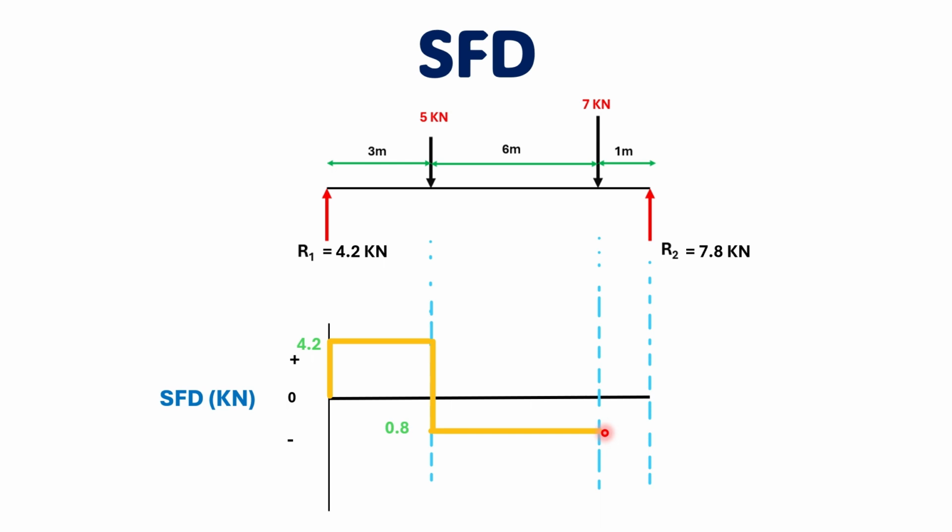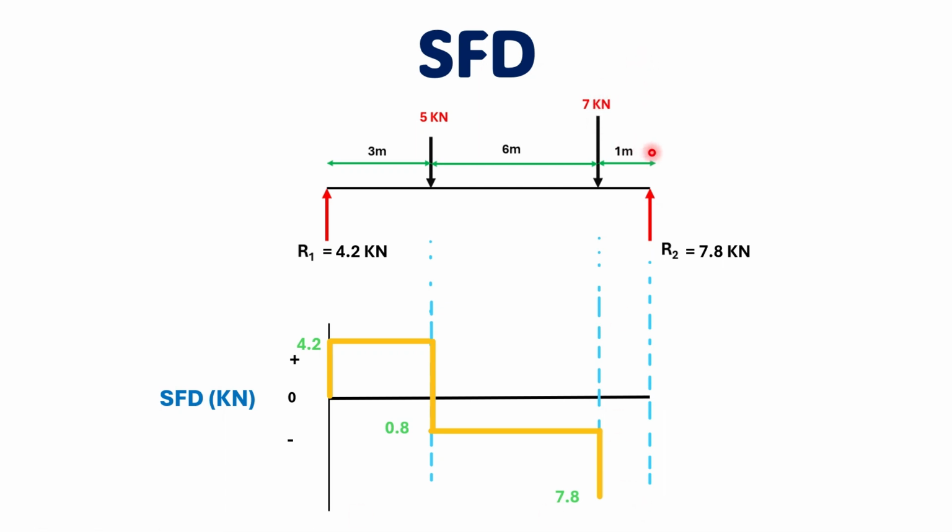Now at this point the force value is minus 0.8, and this value is the same here, minus 0.8. At this point we have 7 kilonewton, which is downward, so this is minus 7. Minus 7 and minus 0.8 yields minus 7.8. So we draw the line at minus 7.8 and give the value 7.8, which is negative in nature.